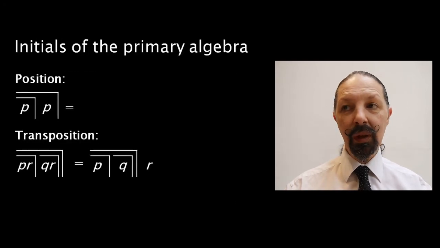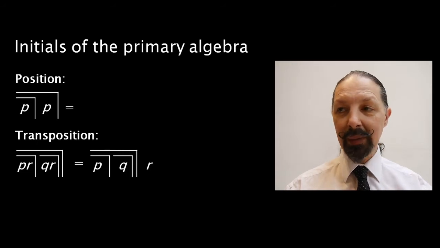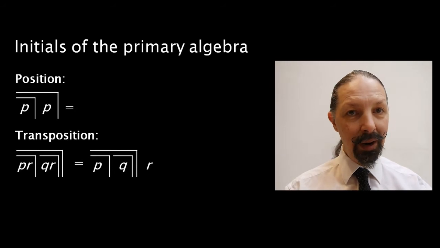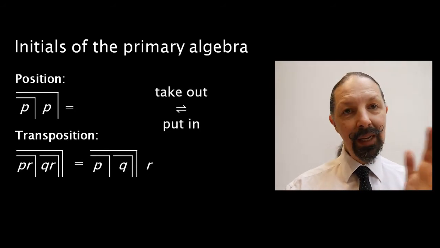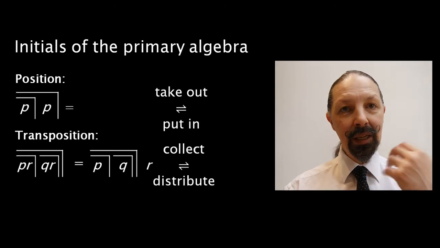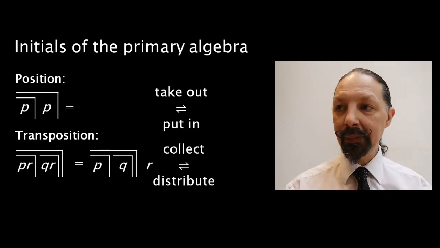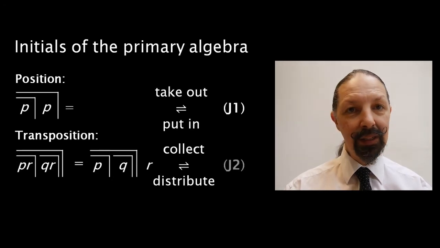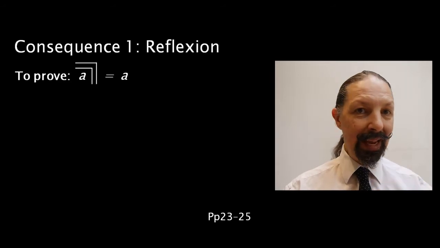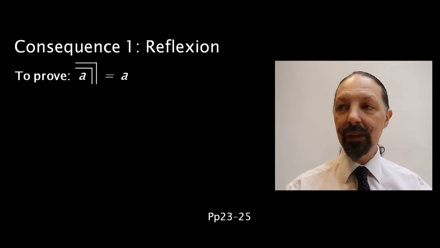Now, we've met these before. P mark over 2 is equivalent to the blank space, and transposition, say it with me, PR mark over 2, QR mark over 2, mark over 2, equals P mark Q mark over 2, R. You can take out and put in the first expression, and you can collect and distribute the terms based on the second. We're going to call the first J1 and the second J2. Our job is to use them to prove that A mark over mark is equal to A. Now, we've been playing with that, we know it, but how do we prove it using the algebraic initials?